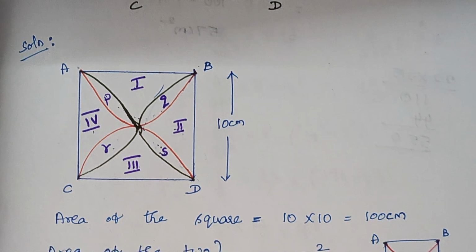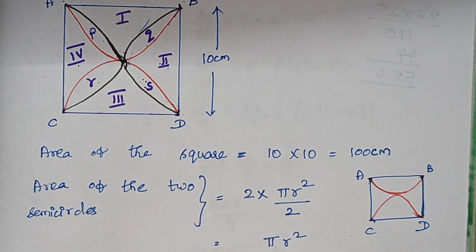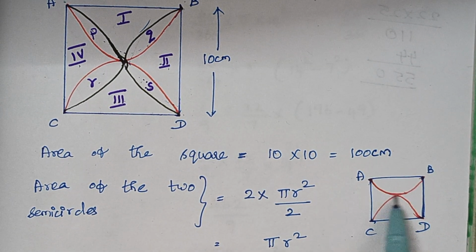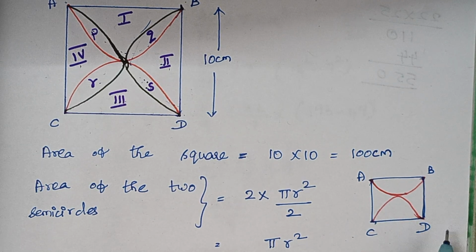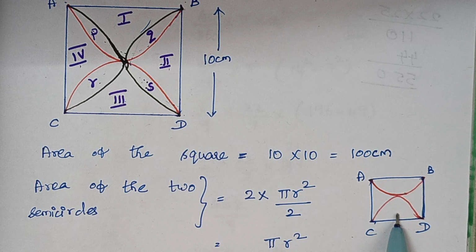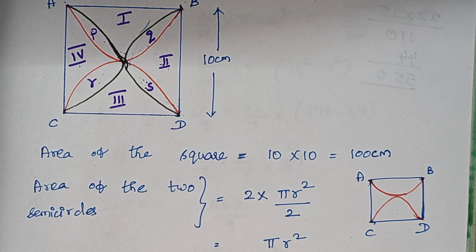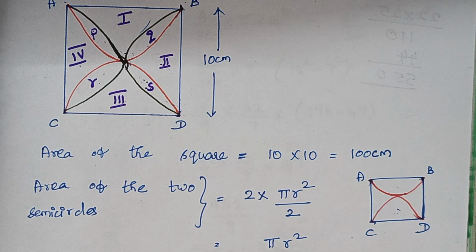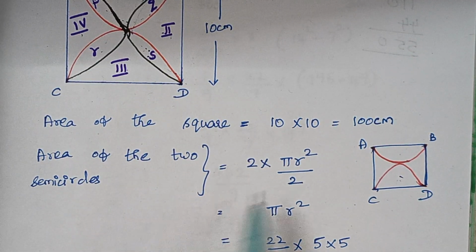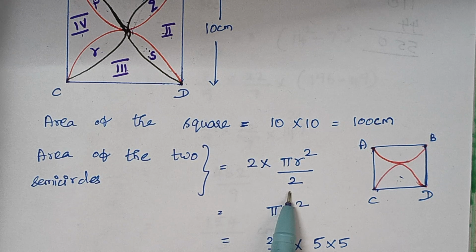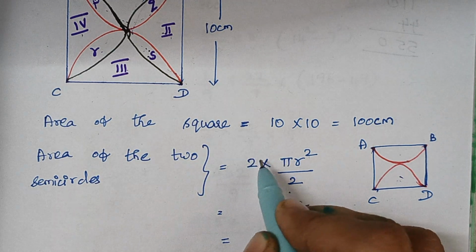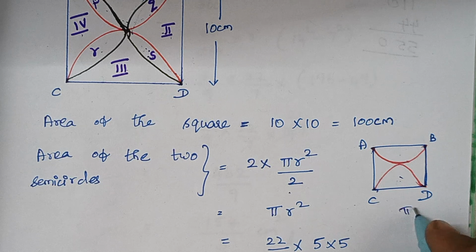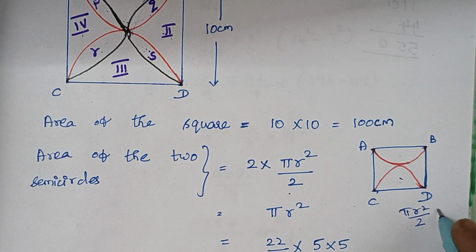Now the next thing is I am considering this part alone, right? A, B, C, D along with these 2 semicircles. So what will be the area of these 2 semicircles? The area of a semicircle is pi r square by 2. Now we are having 2 similar semicircles. Therefore, the area of the 2 semicircles is 2 into pi r square by 2. Right? Here you can even solve pi r square by 2 and then finally multiply by 2.